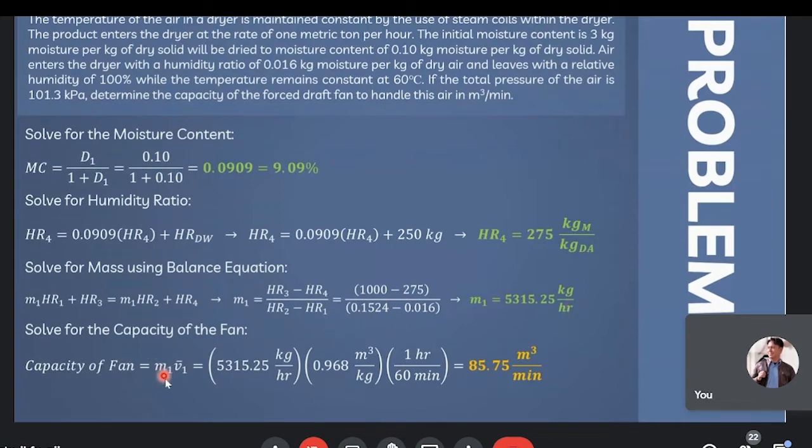So, to solve for the capacity of the fan, simple lang naman yung formula natin, which is mass multiplied by the specific volume. So cancel yung kilogram natin kasi naka-specific volume tayo. And then convert natin into minutes kasi ang required is cubic meters per minute. So, 5315.25 multiplied by 0.968 divided by 60 minutes, that is equal to 85.75 cubic meter per minute. So, ito yung kailangan ng forced draft fan para ma-handle yung air para ma-dry or matanggal yung moisture doon sa ating substance.